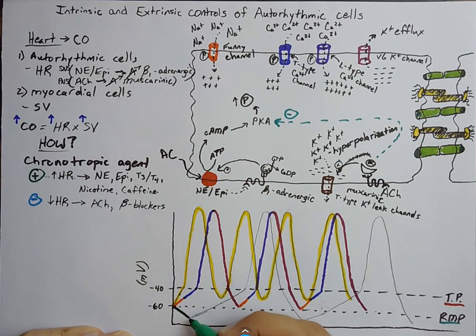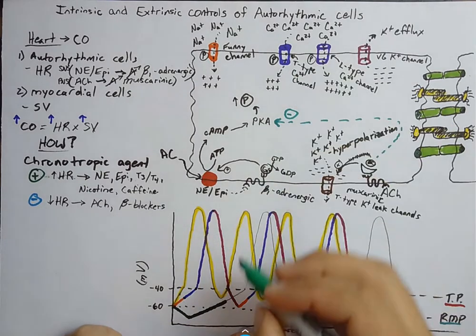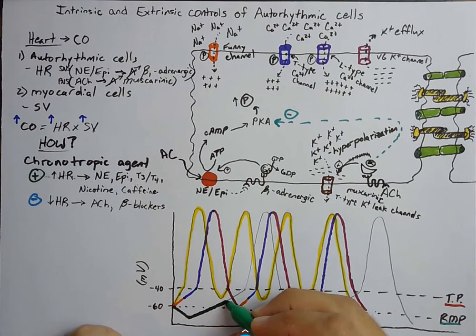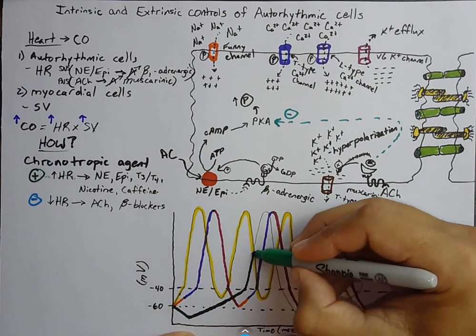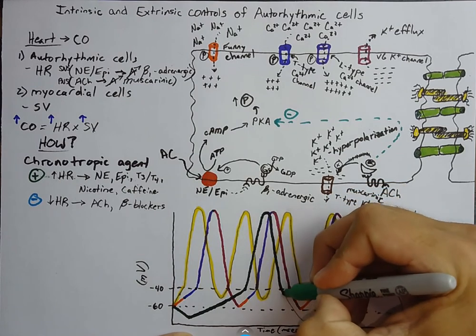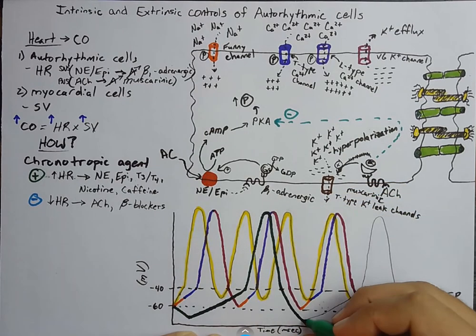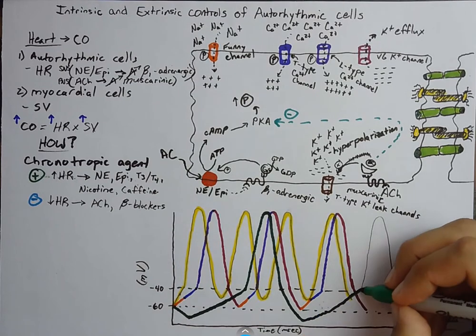We hyperpolarize, and we slow down the rate of phosphorylation on the funny channel, so they depolarize slower. Then we slow down the rate of phosphorylation on those T-type calcium channels, so they depolarize slower. Action potential is all or none, so it looks identical. What did we just do to that heart rate? We slowed it way down.